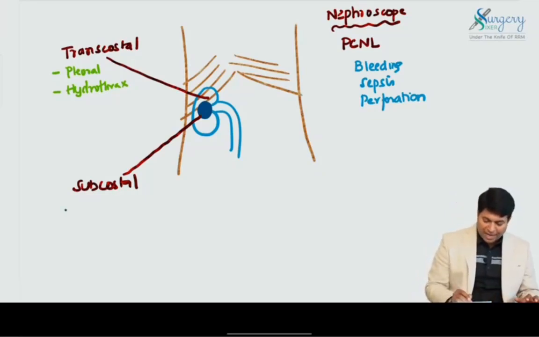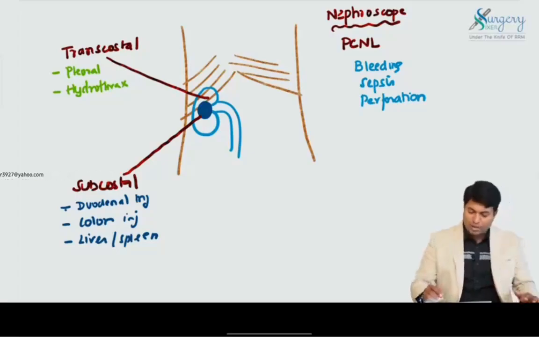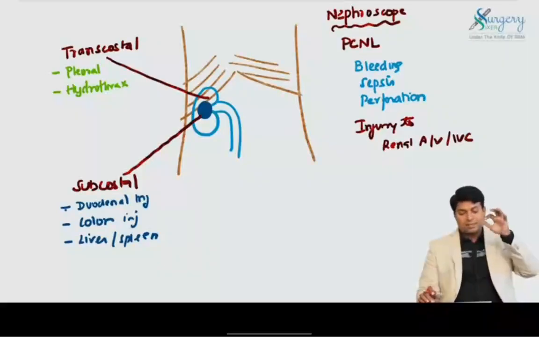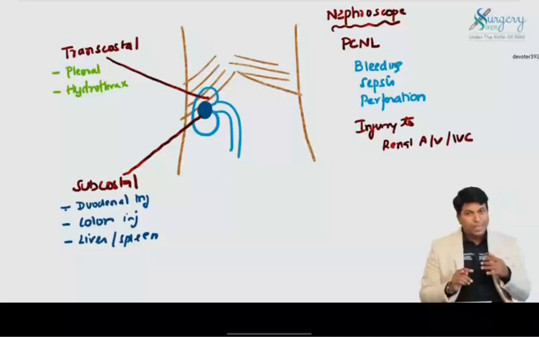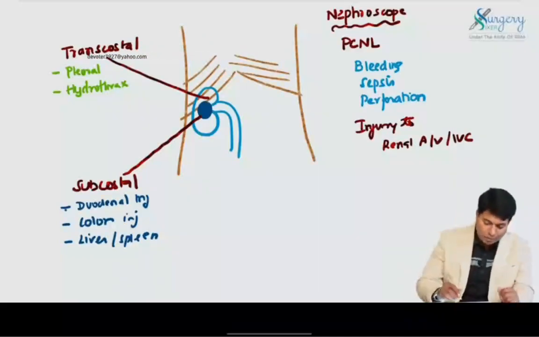With the subcostal approach, problems can be duodenal injury, colon injury, and very rarely liver or spleen injury. Other common injuries are injury to renal vessels: the renal artery, vein, or IVC can be injured while doing this approach. So transcostal goes through the ribs and pleura; we can injure the pleura and it can cause hydrothorax. The subcostal approach can injure the duodenum, colon, liver and spleen. The nephroscope is used in removal. This is PCNL, the most commonly done procedure. It is a minimally invasive procedure.